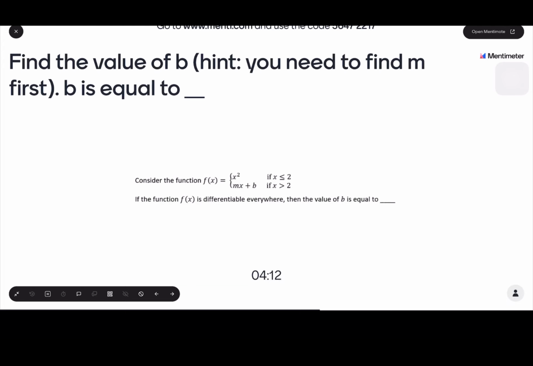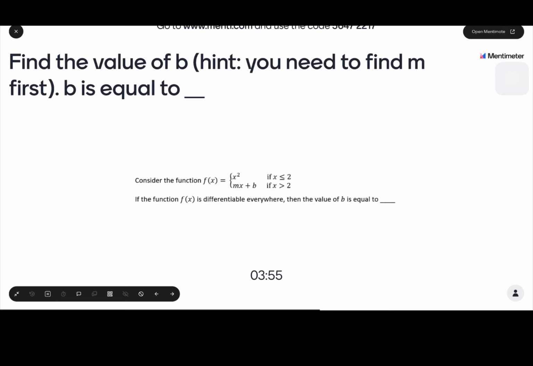So 4 minutes. Okay, let me give you a clue. Differentiable everywhere means you need to differentiate from the left and the right. They need to be the same. And the key is this x equal 2. That will be the key.